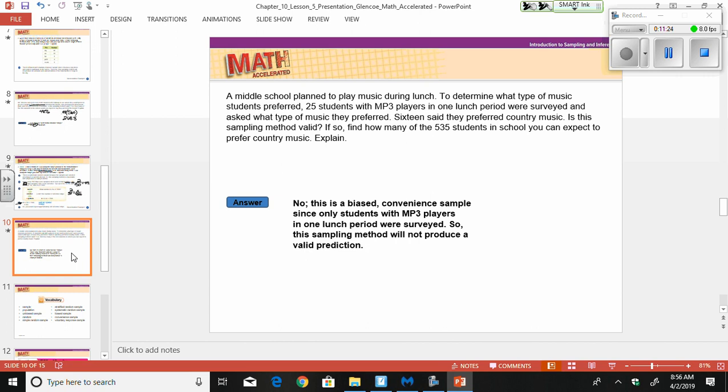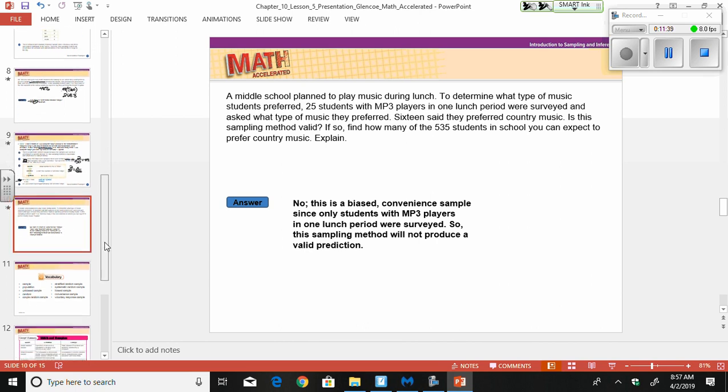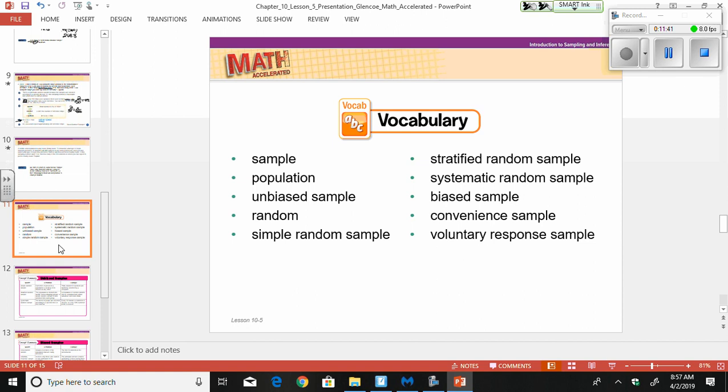16 said they preferred country music. Is this sampling method valid? No. If so, find how many of the 535 students in the school can expect to prefer country music. A biased, convenient sample, since only students with MP3 players in one lunch period were surveyed, so the sampling method will not produce a valid prediction, and we do not need to come up with a prediction.